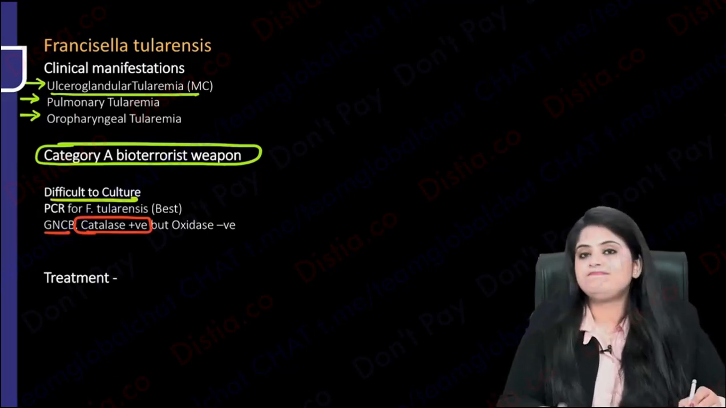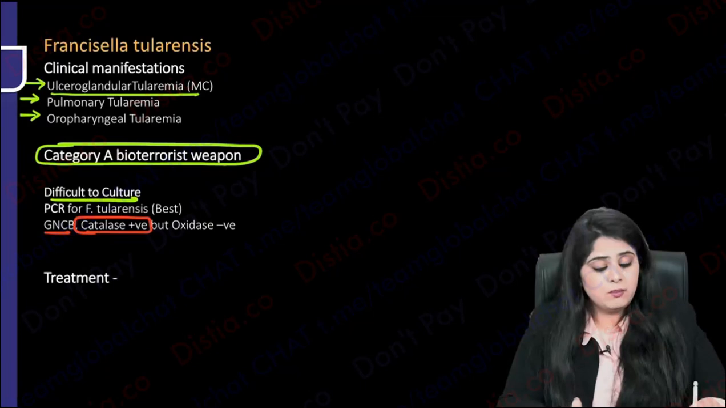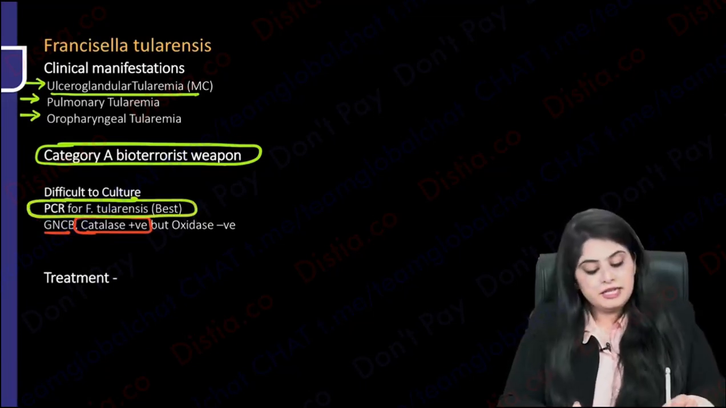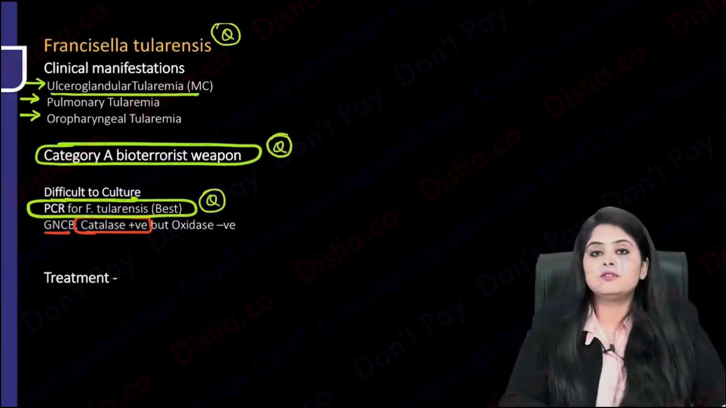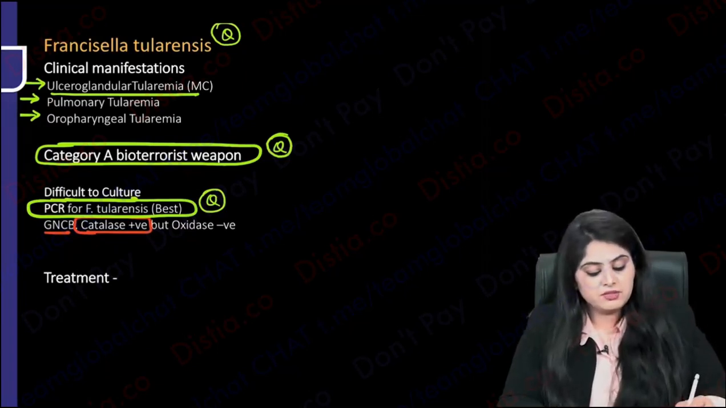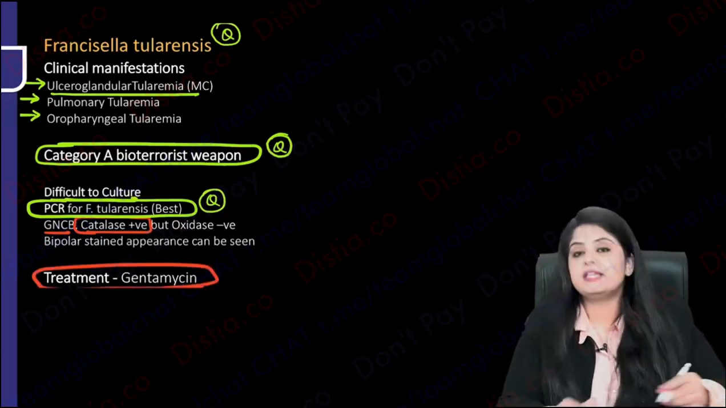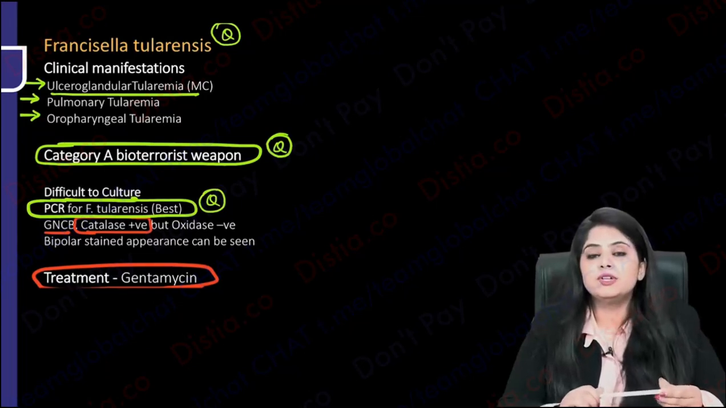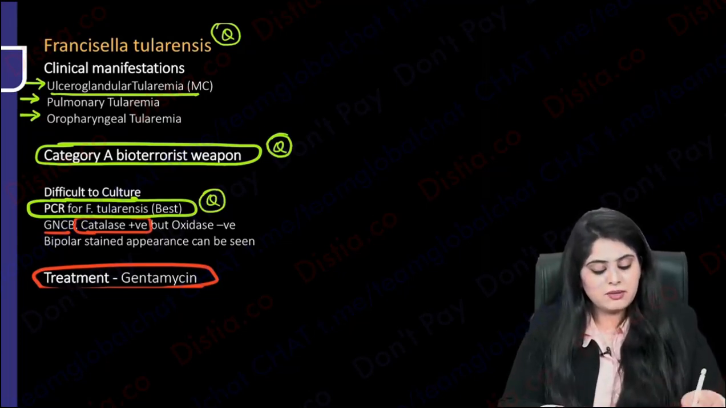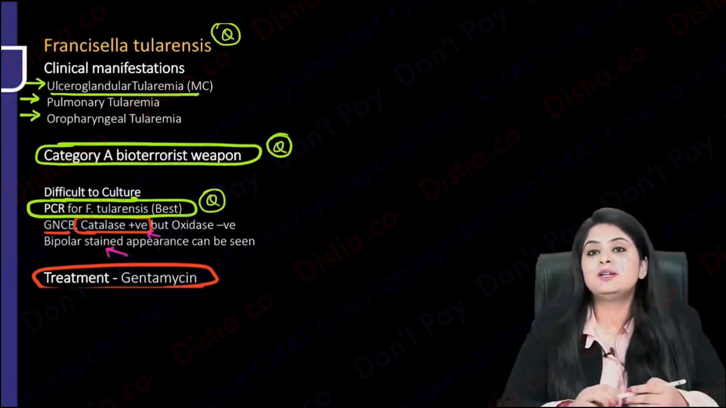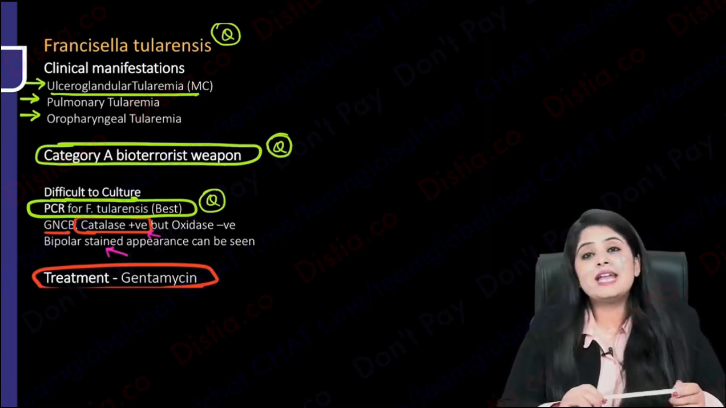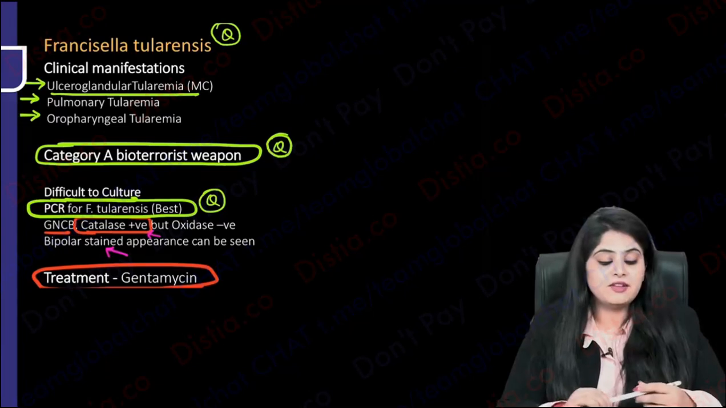In terms of culture, you can, but it's very difficult. So the best will be PCR. If you are asked which is the best method, because it's a bioterrorism agent, you definitely have to know the method for diagnosis: the best is polymerase chain reaction. How are you finally going to treat it? Treatment is by gentamicin. One more rare thing that I want to tell you is that it can show the safety pin appearance. Again, these are rare things. You'll say, ma'am, tularensis was not written in the catalase list, nor in the safety pin bipolar list. But these are rare things about tularensis that you have to know. That's why I've kept it in the rare most.